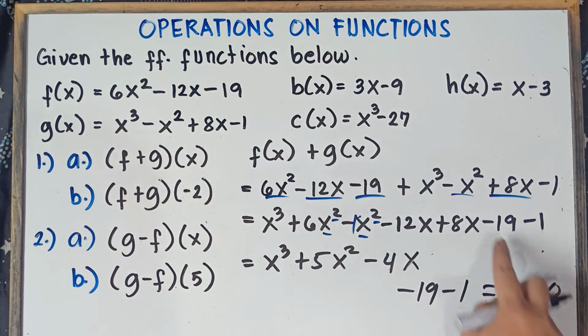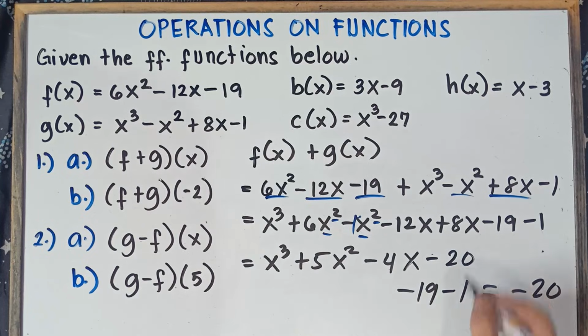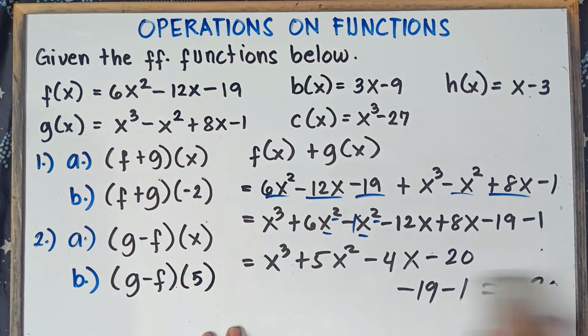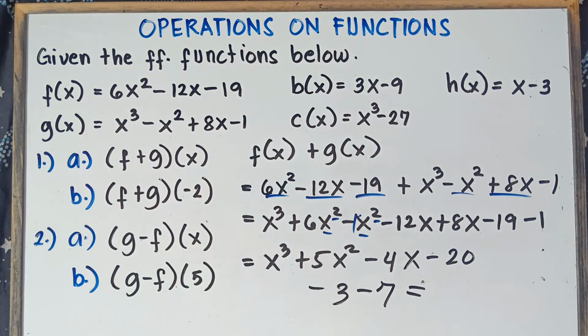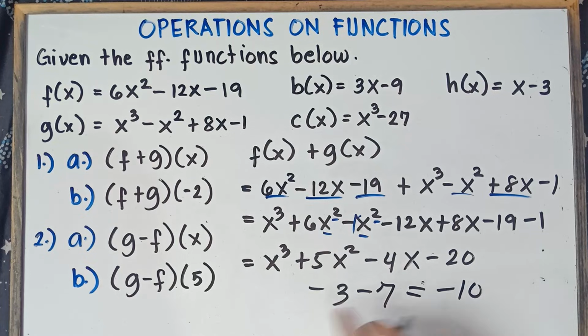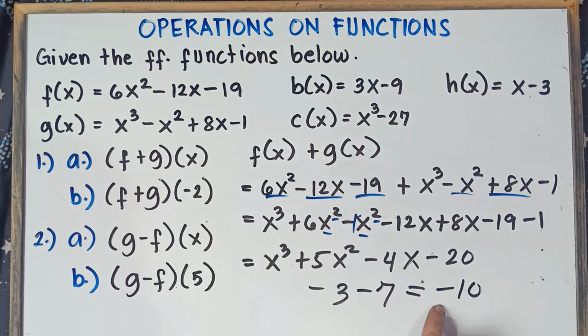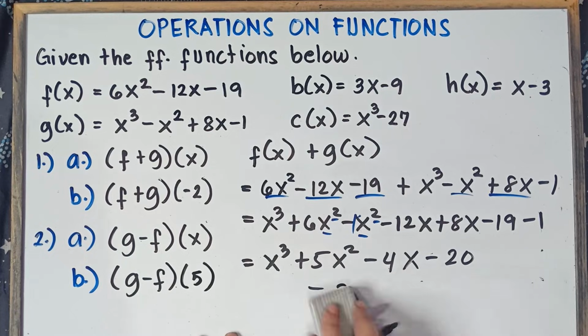You take it this way, class: both negative, simply copy the negative sign, simply add the numbers. That would be negative 20. Another example, class, if I will say negative 3 minus 7, what's the answer, class? That's correct, it should be negative 10. Both negative, simply copy the negative sign, simply add the numbers.